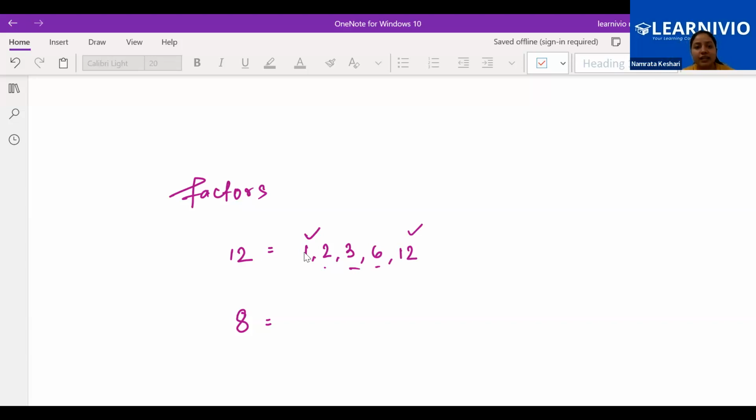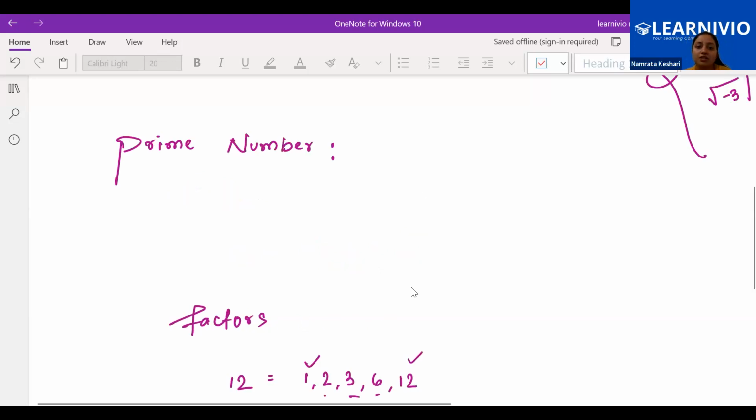Similarly, can anyone say what the factors of 8 are? 1, 2, 4, and 8 itself, right? These are the factors of 8, right?